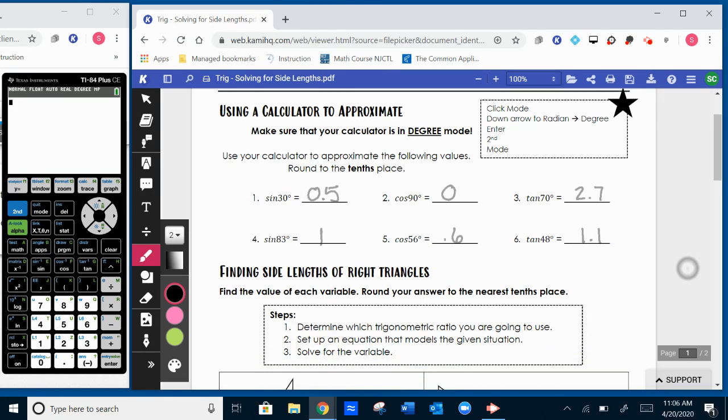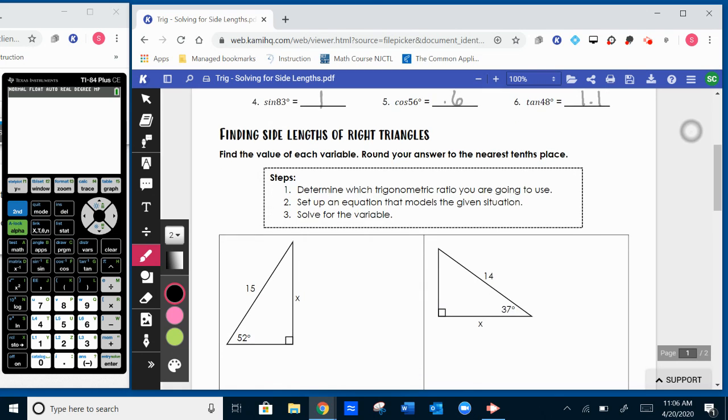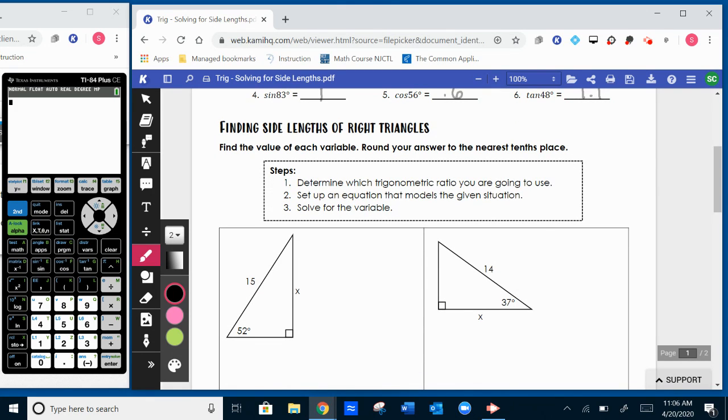And then moving on, now we're going to start finding the side lengths of right triangles. So the first thing that we always want to do is write down SOHCAHTOA. I'll write it this way, so that we can see our ratios. Just a quick refresher, sine stands for opposite over hypotenuse, cosine is adjacent over hypotenuse, and then tangent is opposite over adjacent. Again, I would recommend writing this for every single problem that we do.